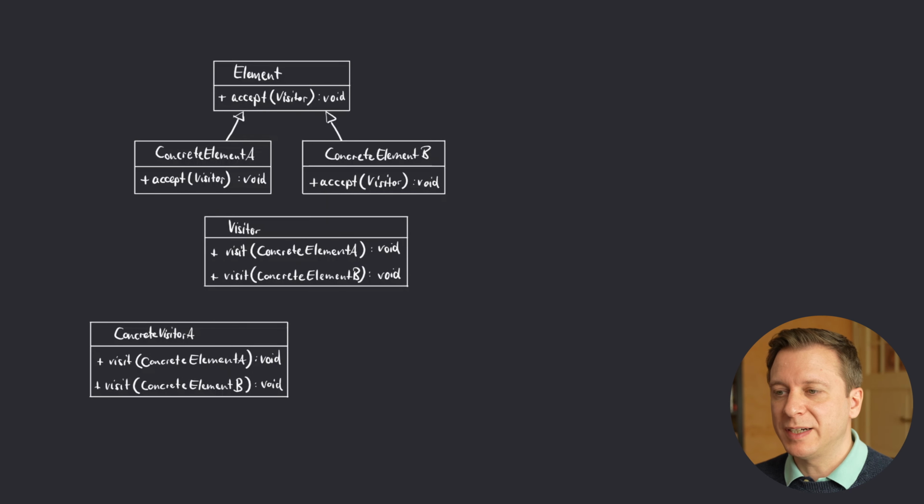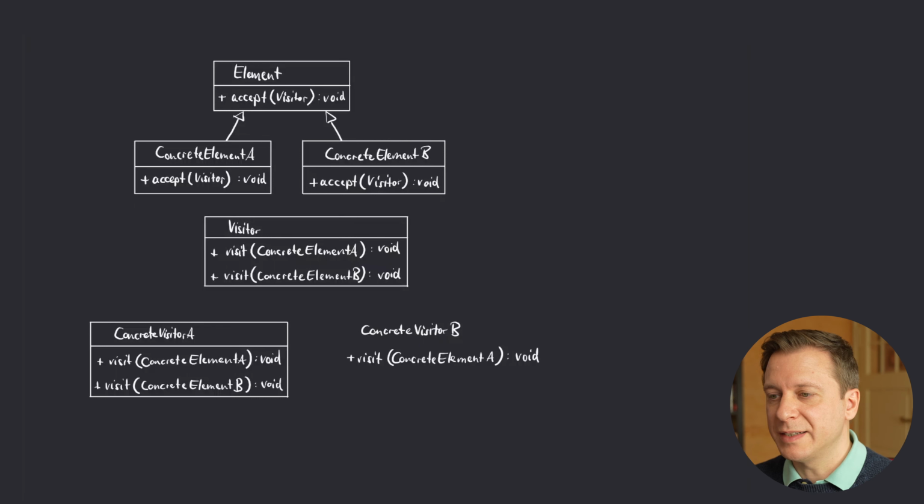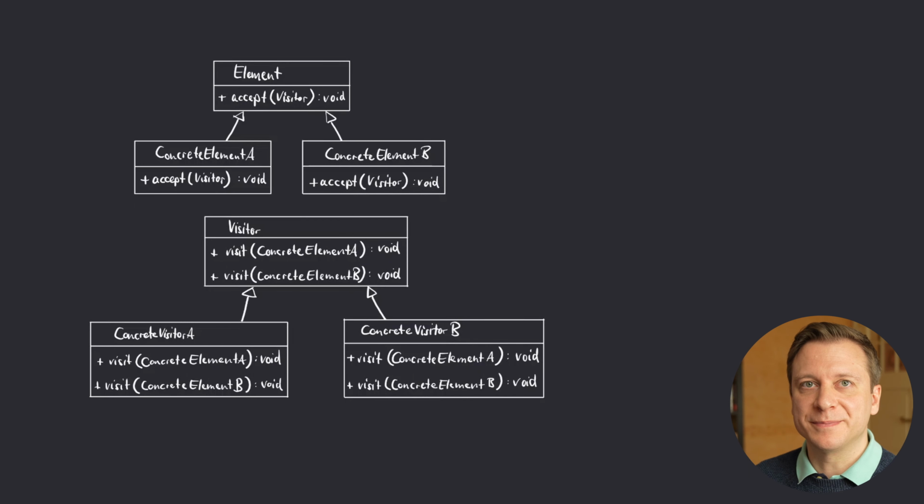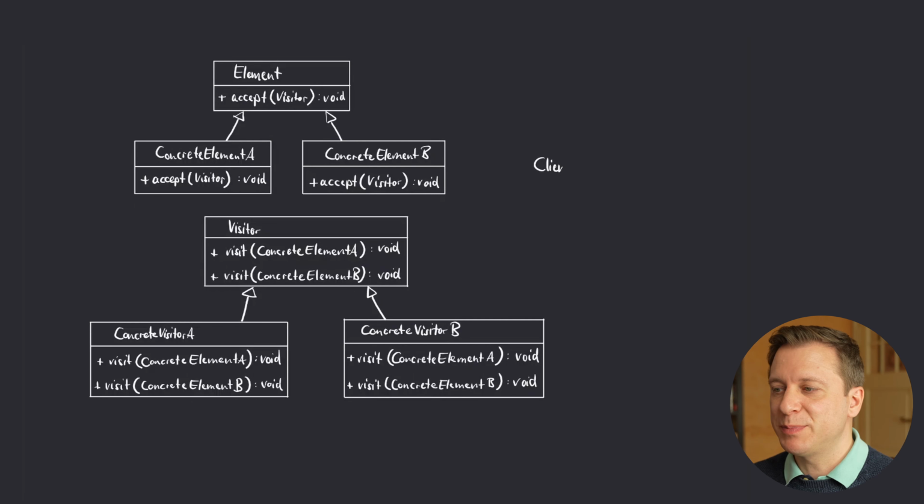And because we can define as many concrete visitors as we want, let's create ourselves the concrete visitor B, also implementing one visit method for concrete element A and another visit method for concrete element B. That's it for the visitor structure. Last but not least, a client puts this pattern into motion, using the elements and the visitors needed for his case.